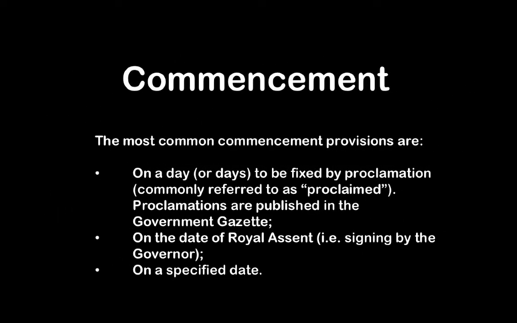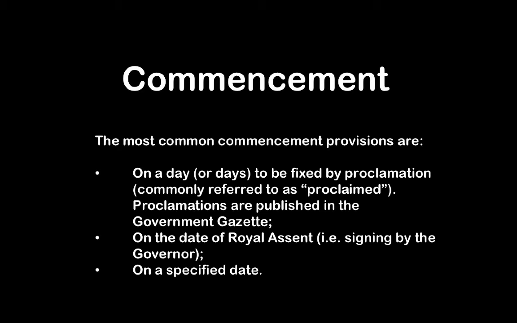Once passed by both houses, a bill is presented to the Governor-General, or just the Governor, for assent on behalf of the Queen. Once a bill has received royal assent, it becomes an Act of Parliament and is assigned an Act number. The Act does not become part of the law until it is proclaimed to be operational, in other words, is deemed to be in force. This is sometimes referred to as the commencement date of the Act.